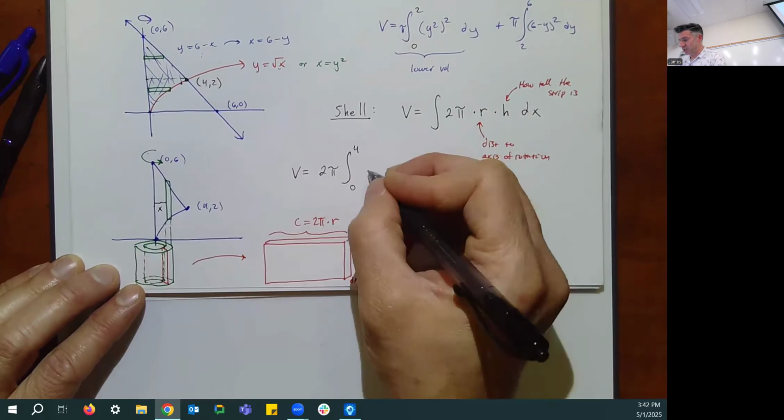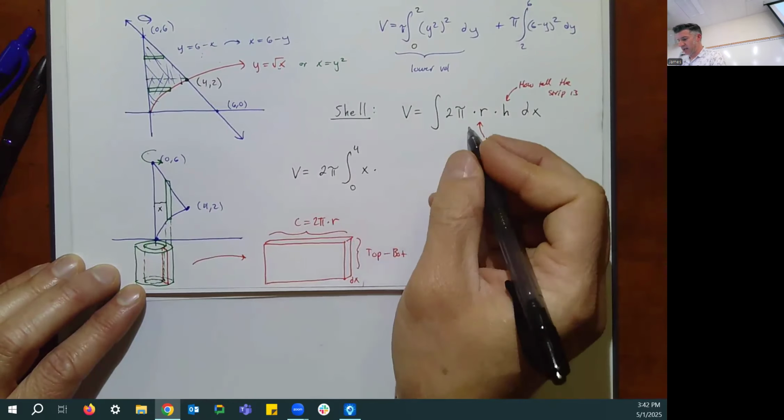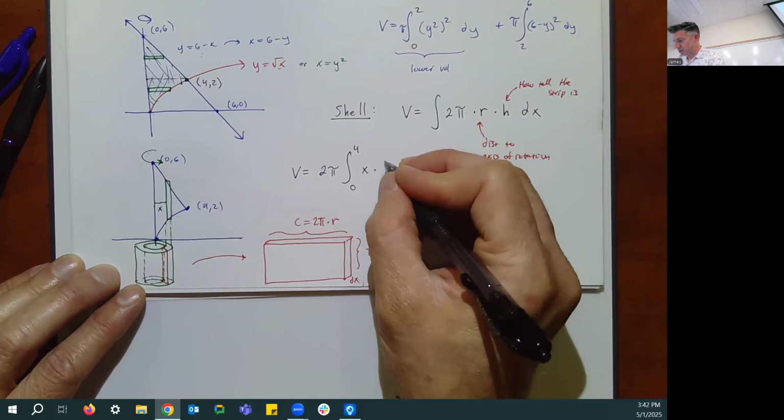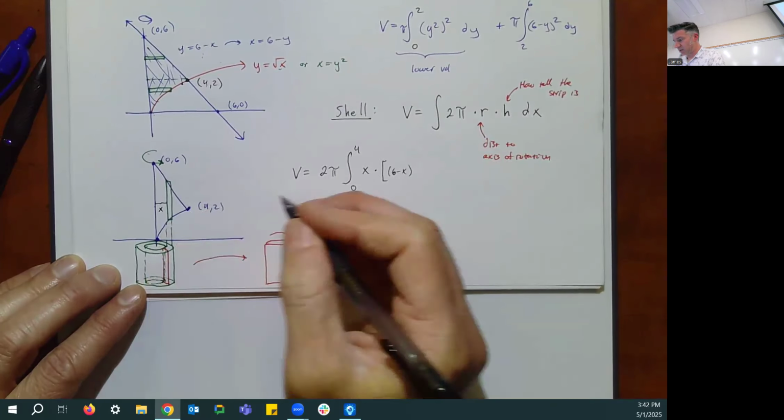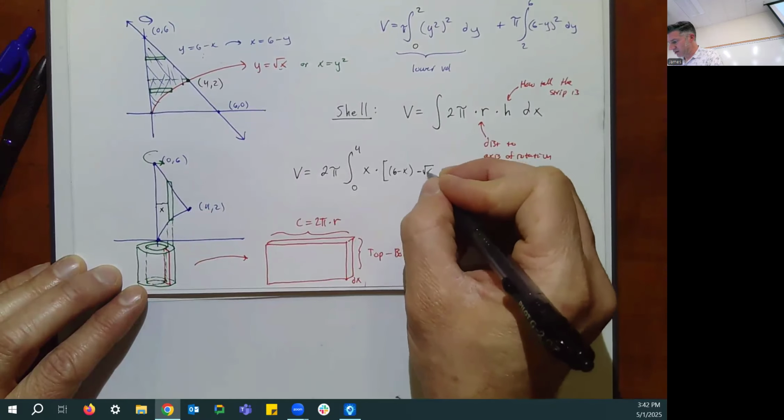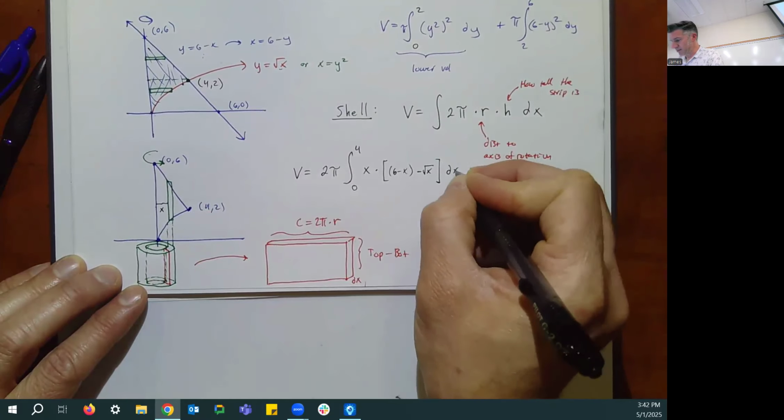My radius is just x. My height is the top function, which is 6 minus x, minus the bottom function, which was the square root of x, dx.